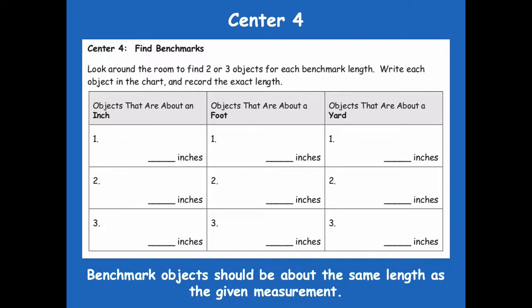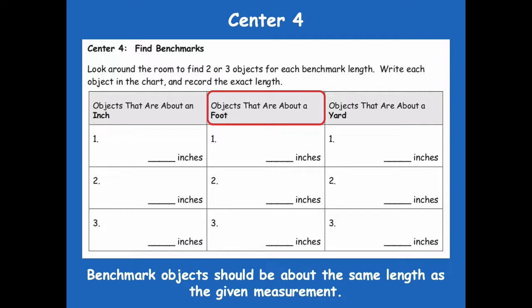So if I'm looking for inches, I'm not going to say my pencil because my pencil is larger than 1 inch. I'm looking for 3 objects that are about 1 inch. That's what's going to go in this whole column. Okay, so 3 different things. And then in the foot, I'm thinking of 3 things that are about 1 foot, which is the length of your whole ruler. Okay, so for this one, I wouldn't pick a quarter, because that's not about the length of a ruler.